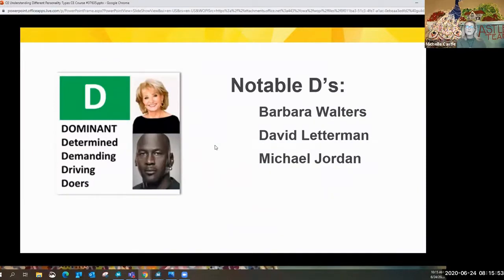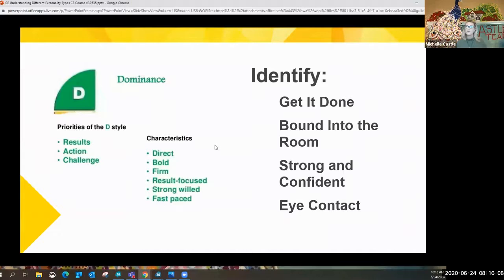So the different personality types, going back to the D. So your D, remember, they're dominant, they're determined, they're demanding, they're driving, they're doers. They are action takers. They are take charge, want to make it happen kind of people. So you can identify them by, and this is a good chart for you guys to have, you identify them from just the get it done.